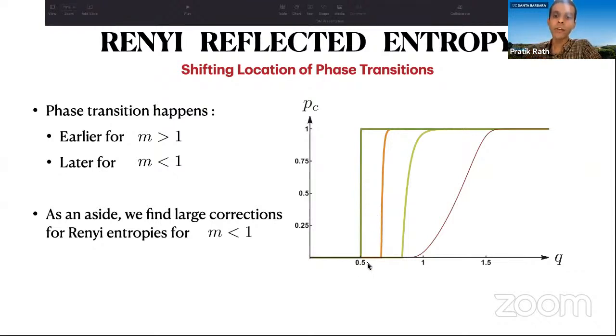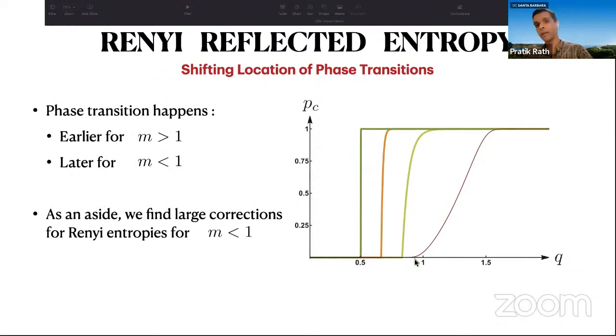So at a smaller value of k, you see these thicker curves which undergo these transitions, and this corresponds to m greater than 1. For m less than 1, we find that the phase transition happens later, and this is expected because m less than 1 corresponds to weighing the higher temperatures more, and hence the phase transition happens later.